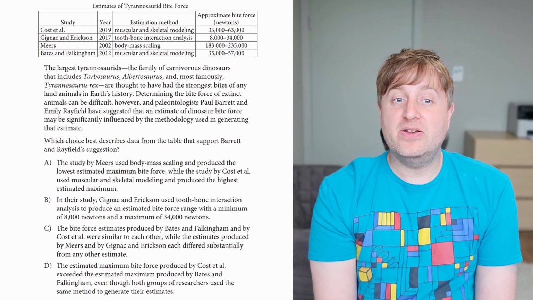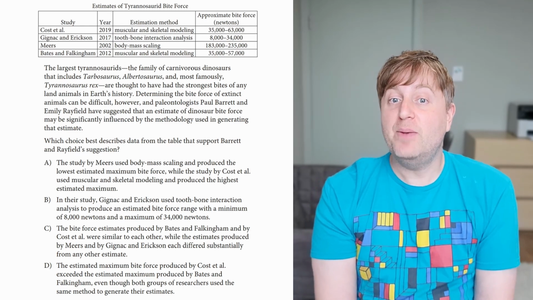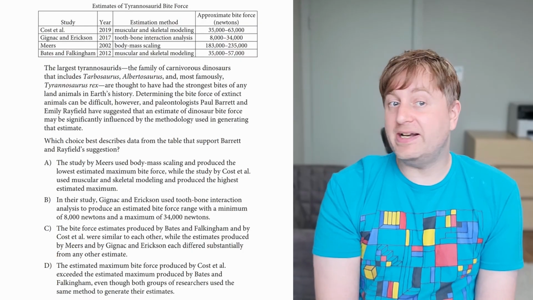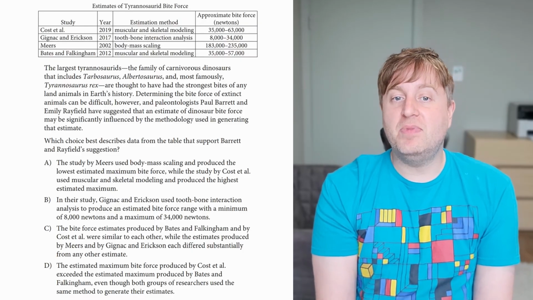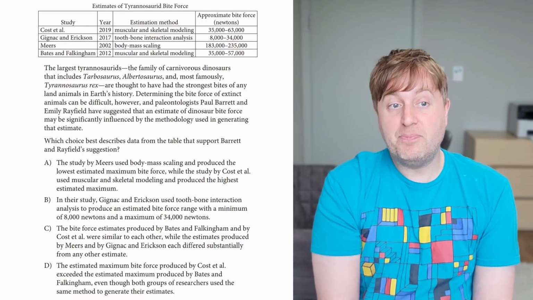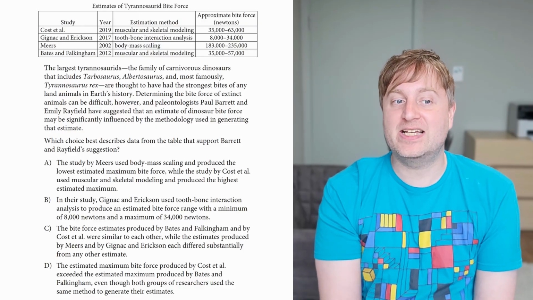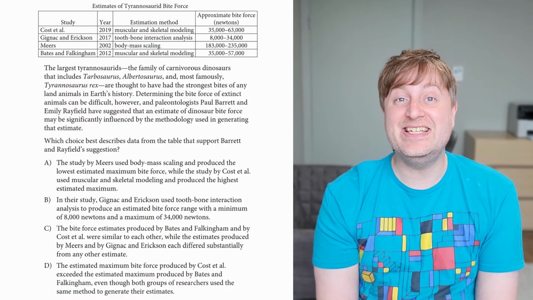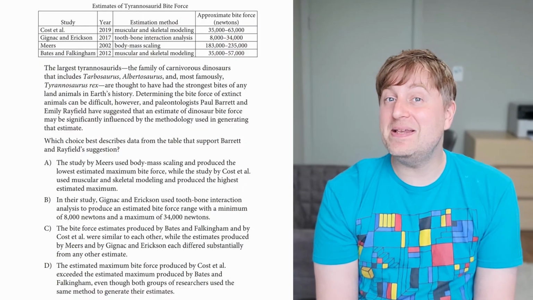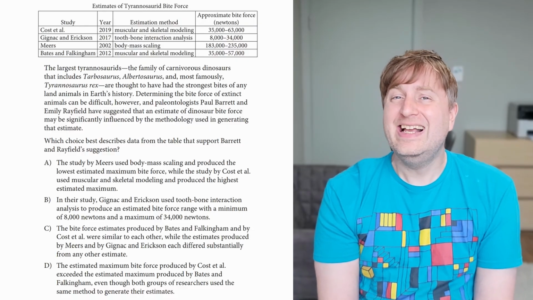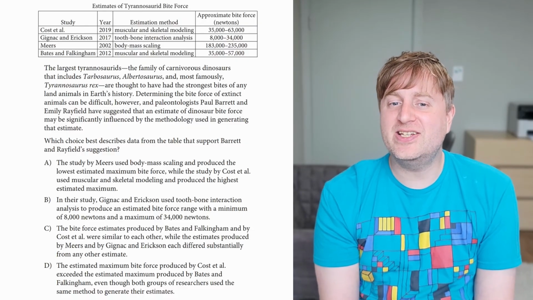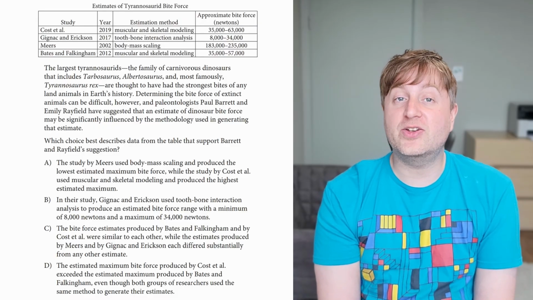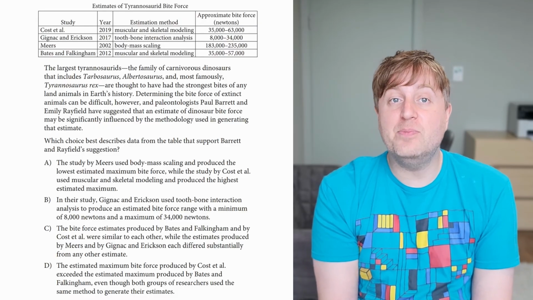The study by Mears used body mass scaling and produced the lowest estimated maximum bite force, while the study by Cost et al. used muscular and skeletal modeling and produced the highest estimated maximum. Now this answer does suggest that different methodologies lead to different estimates, which means it matches our prediction. However, it suggests that the study by Mears yielded the lowest estimate, which is clearly not true according to the graph, so we can reject it and move on.